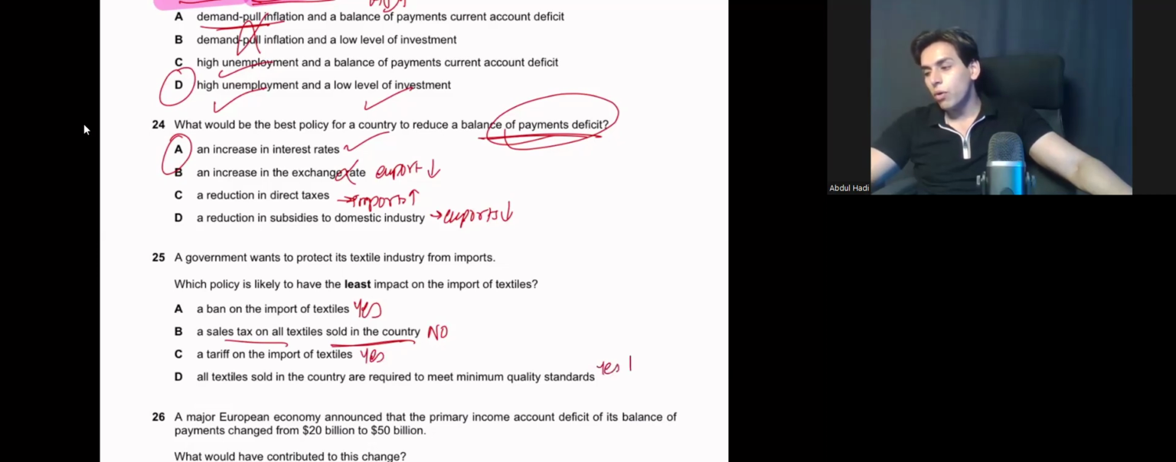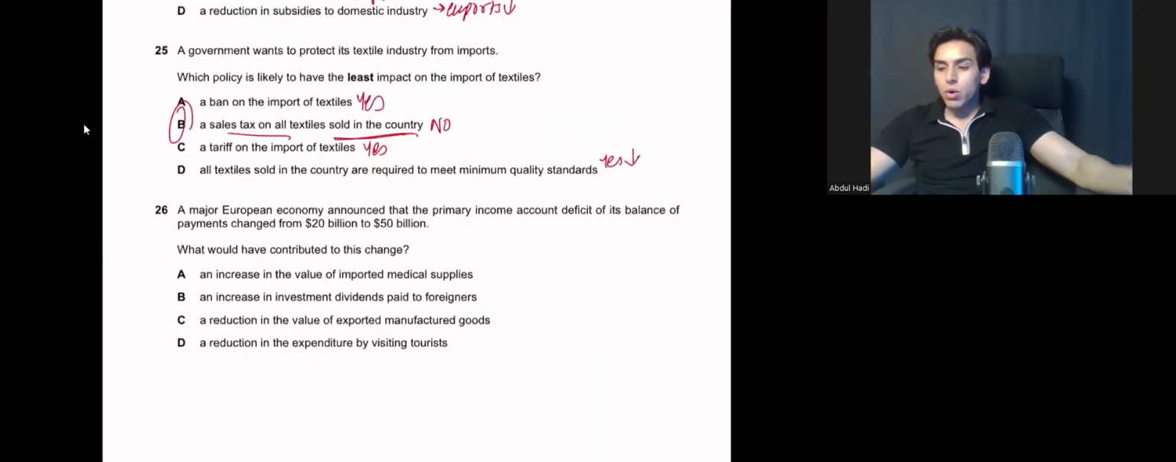All the textiles sold in the country are required to meet minimum quality standard. Yes, your supply level will fall. And once your supply falls, your export will fall as well. So, sorry. Textiles sold in the country are required to meet minimum quality standard. When businesses will have to meet a minimum standard requirement, which means that local business will focus on quality now. So instead of asking other countries for goods and services, instead of importing goods and services, we will improve our quality ourselves, and the consumers might switch to locally manufactured goods. So the answer here is B.